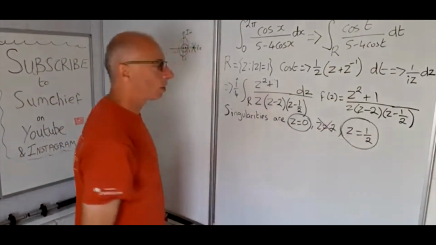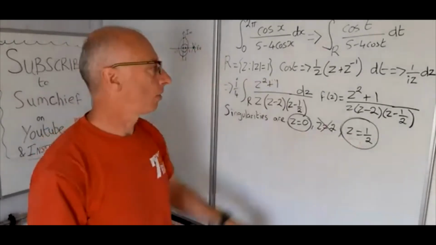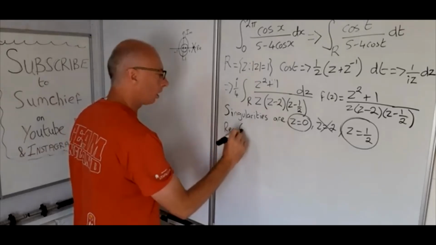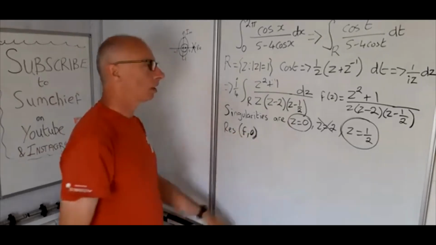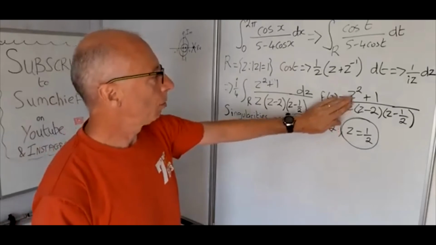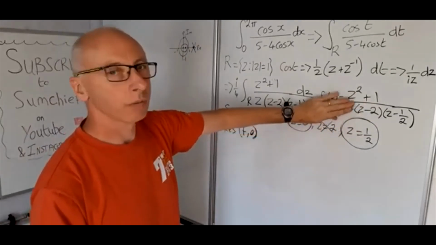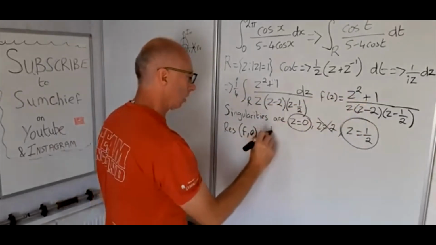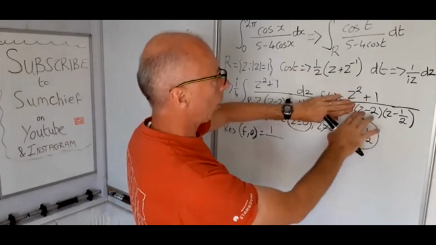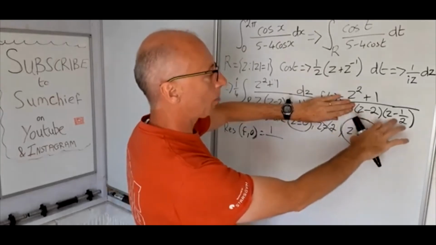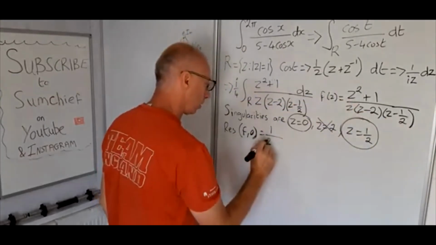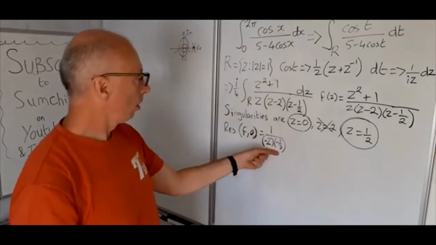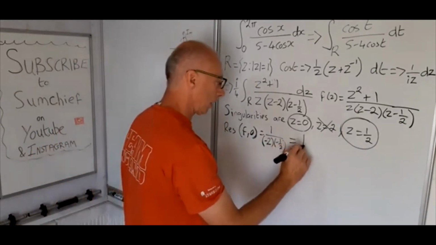So if we take the residues, 0 and a half. So the residue of f at 0, just cover this one up and plug in 0 for all the others using the cover up method. 0 squared is 0 plus 1. And then plug in 0 over here, we've got minus 2 times minus a half. And that will give us positive 1. And then we've got 1.